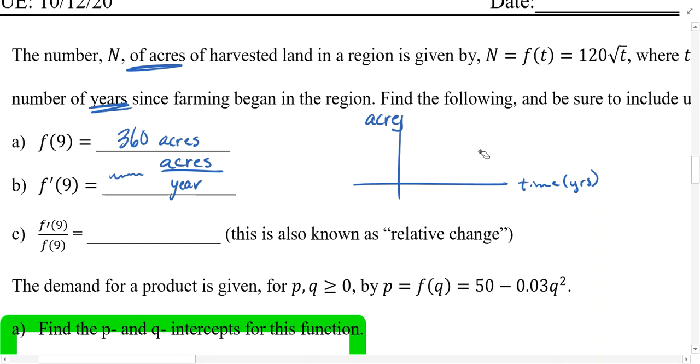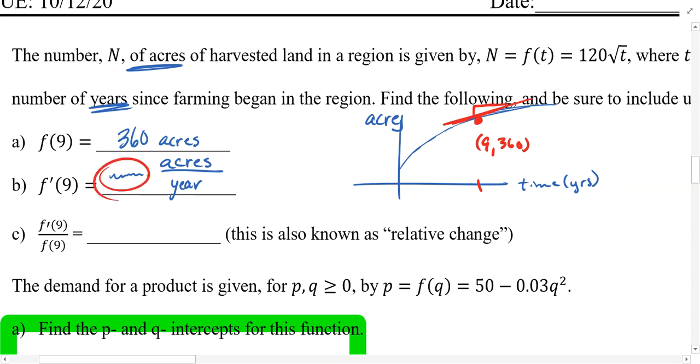Now this was some generic picture that I sketched over here. If I'm not mistaken though, because of the radical sign, the graph is going to look something like this. And so your answer for part B should be a positive value because there is a positive slope to this curve. While the data point right here would be 9, 360, because after 9 years the number of acres harvested are 360, the slope at this point is going to be much less than that, but it is still a positive number because we are still seeing a growth in the number of acres per year that are being harvested.